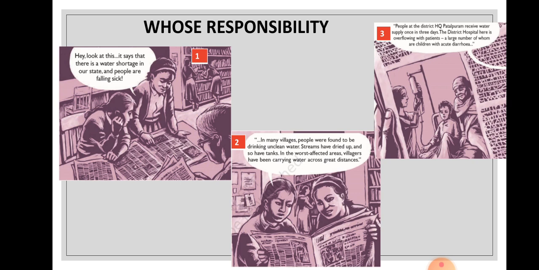In this slide, you can see a script story where two girls are discussing the news that they had just read from the newspaper. The news is all about people of a particular village named Patalapuram being affected by diarrhea due to consumption of unclean water. It is also mentioned that village people are supplied with water only once in 3 days.